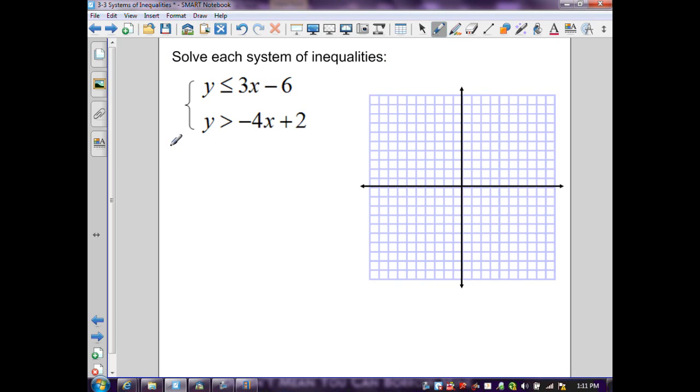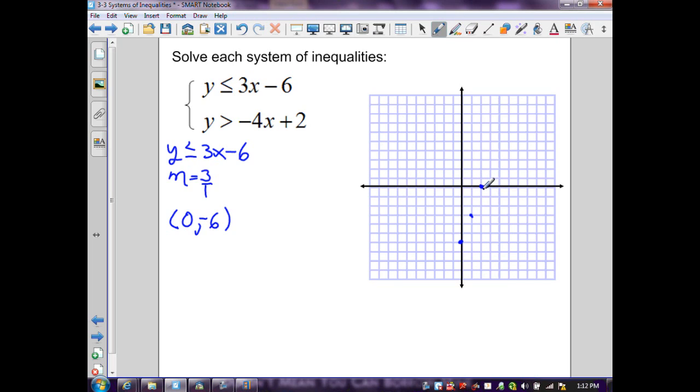Here with the first one I have y is less than or equal to 3x minus 6. That's already in slope-intercept form. M is equal to 3, or 3 over 1. It's a positive slope, therefore my line will increase from left to right. And my intercept is (0, negative 6). Let's graph. 0, 1, 2, 3, 4, 5, 6. And my slope is positive, so I'm going to go up 3 to the right 1, up 3 to the right 1.